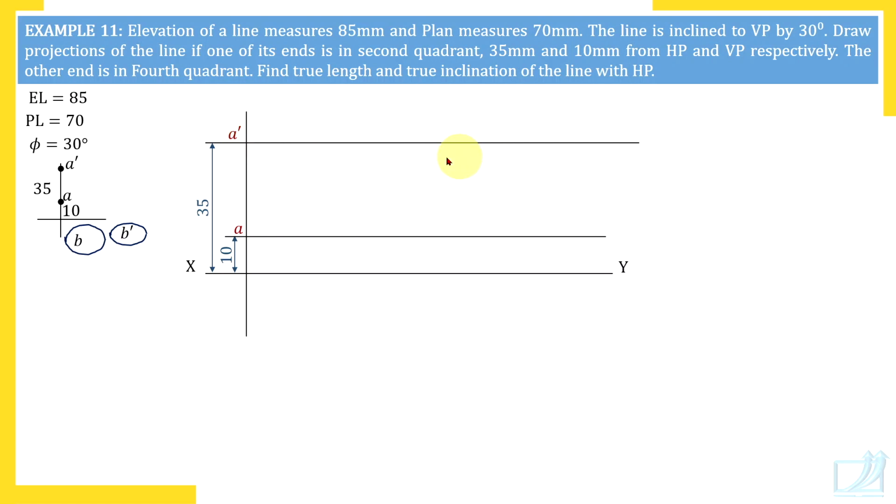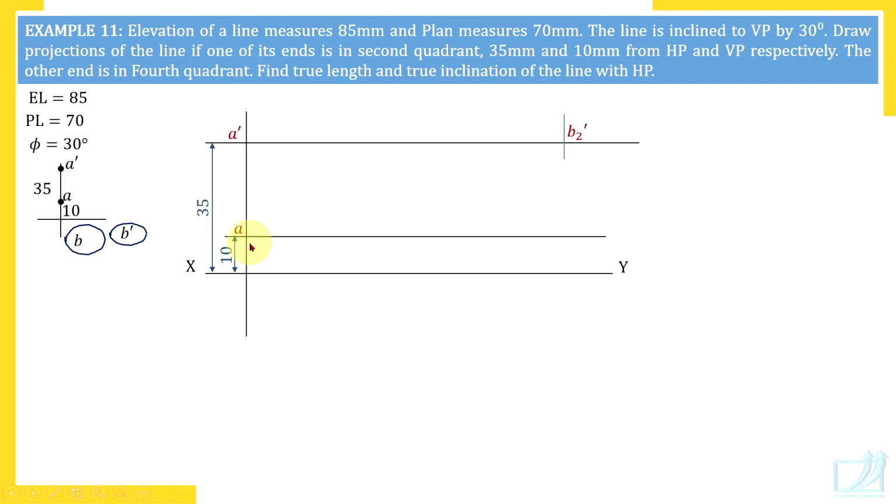we can draw A dash B2 dash because EL is given. So I'll draw A dash B2 dash. A dash B2 dash is EL, that has length 85 millimeters. So here I have marked B2 dash. You cannot draw A dash B1 dash. To draw A dash B1 dash, you should know true length and theta. And you cannot draw A dash B dash also. To draw A dash B dash at this stage, you should know EL and angle alpha.